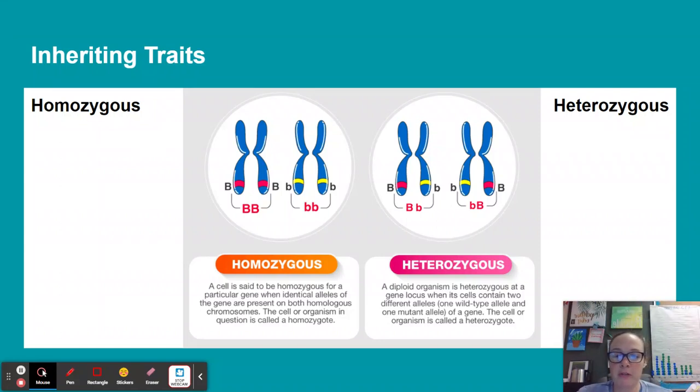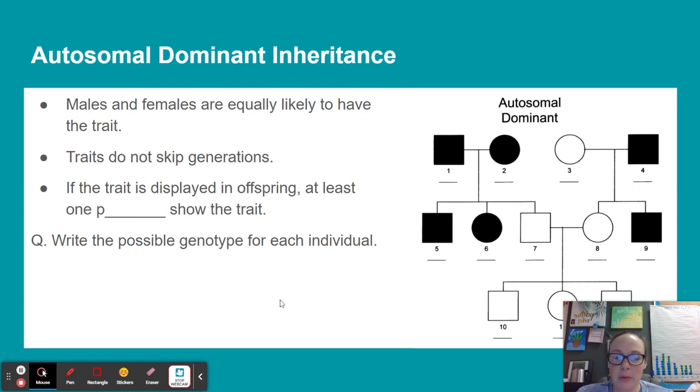We're going to pick up where we left off and talk about Punnett squares. And we're going to look at pedigrees. All right, jumping into pedigrees. So let's talk about autosomal dominant versus autosomal recessive.